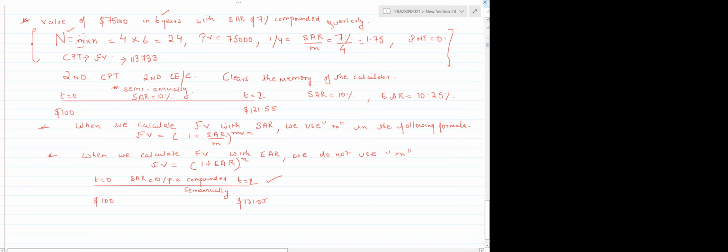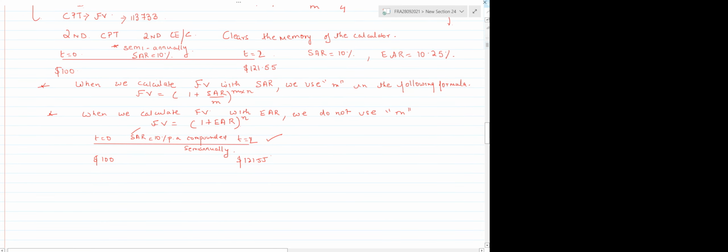So guys, how will we calculate this 121.55? We will use M, because for calculating future value we have been given the stated annual rate, and we are saying that we are compounding semi-annually, right? So now we will use M. On my calculator, I will write capital N equal to M into N. Number of years are 2, number of compoundings within a year are also 2, so 2 into 2, 4. I by Y would be SAR by M, which is 10 by 2, which is 5, right?